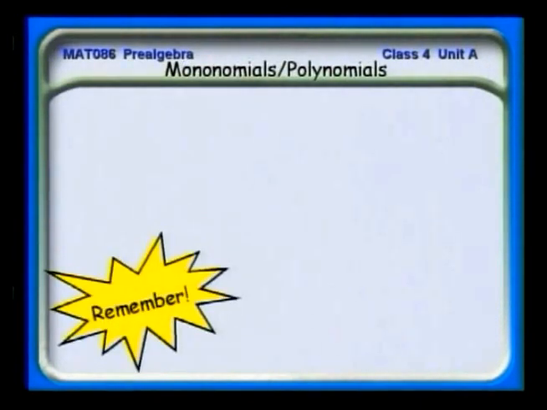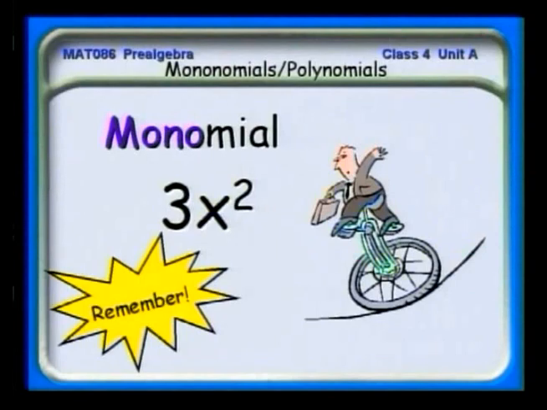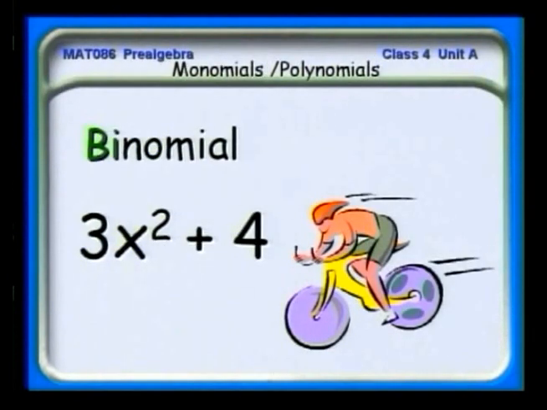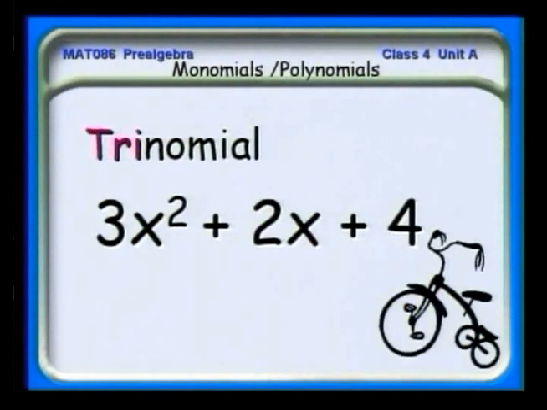So let's summarize. We have a monomial, and a monomial has a single term. If we don't have too many terms in our polynomial, we have some special names for them. A polynomial with 2 terms is called a binomial, just like a cycle with 2 wheels is a bicycle. Stretching it, huh? 2 terms, binomial, think of bicycle. 3 terms, trinomial, bring out my tricycle.